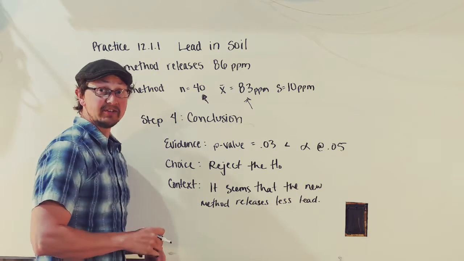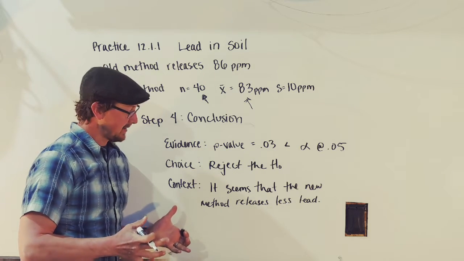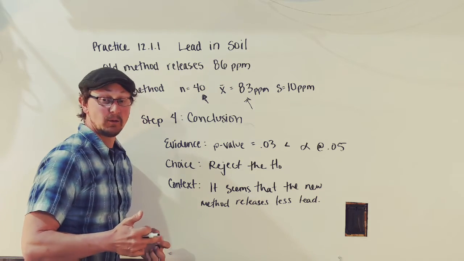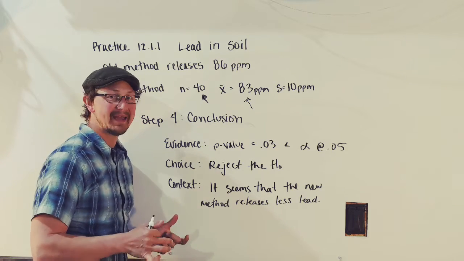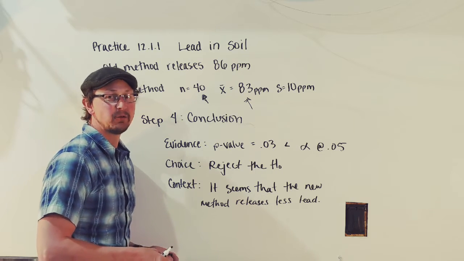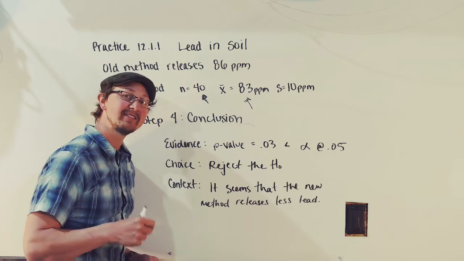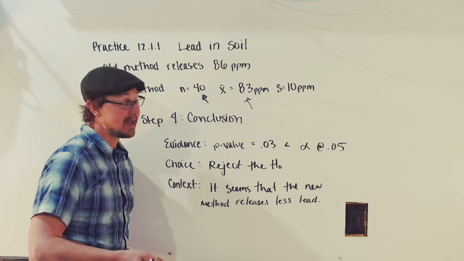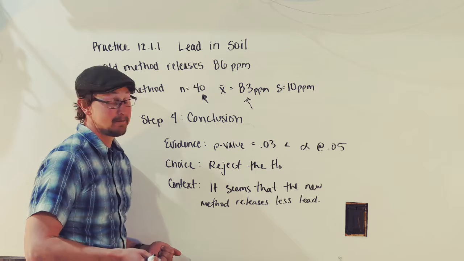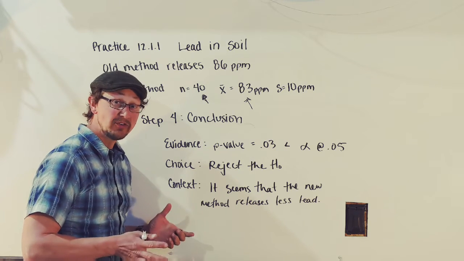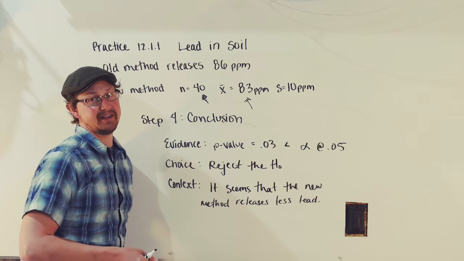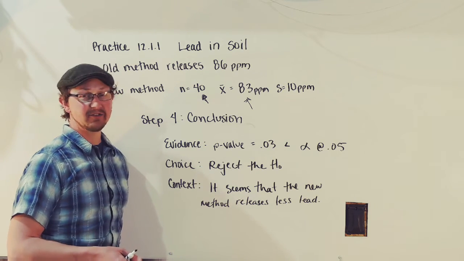Now the practice problem goes on to say, hey, there might be something iffy with this. Is the new method really better? Part 2 says, what could we do to make it a better study? Well, that's where that simple random sample comes in. If we truly had a simple random sample, if we tested more than one soil type, we could actually say that this method is truly better. However, with no simple random sample, our results are limited to the specific type of soil that we're dealing with. So there you go. There's practice 12.1.1.